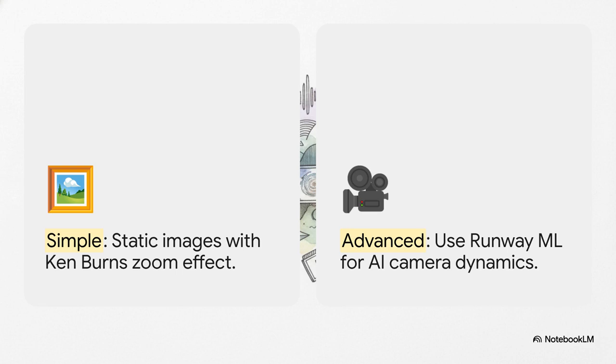The simple approach is incredibly fast. You just take your static images and apply the Ken Burns effect. You know, those slow digital zooms and pans. It works well. But if you really want to flex your creative muscles, you've got to try the advanced approach. This is where you feed your images into AI video generators like Runway ML or Pika Labs to create realistic movement, gorgeous lighting plays, and complex camera dynamics. It just creates total immersion.